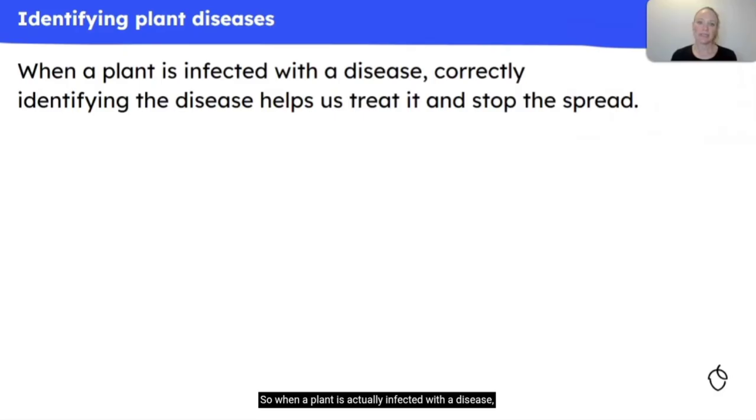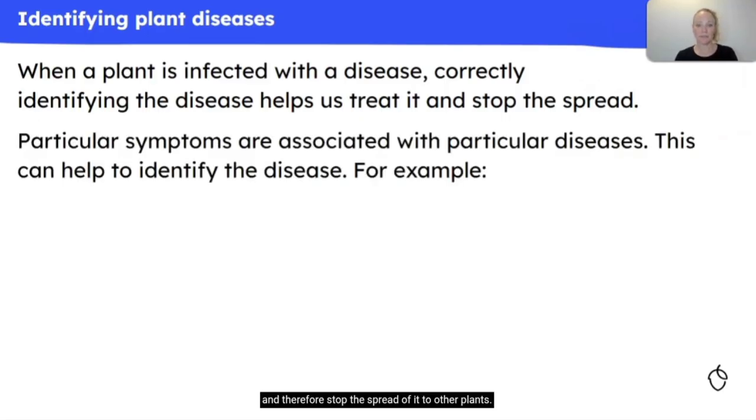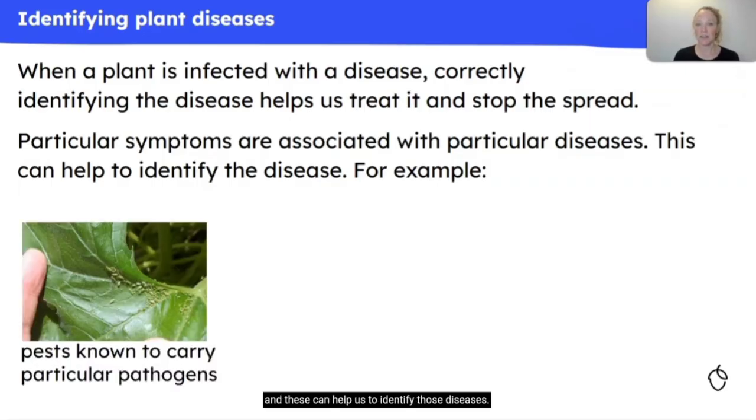So when a plant is actually infected with a disease, be that a pathogen or a pest, it is really important that we try to diagnose it and find out what is actually causing that disease. This will help us to treat it very quickly and therefore stop the spread of it to other plants. Particular symptoms, just like when we have infections, are associated with particular diseases, and these can help us to identify those diseases.